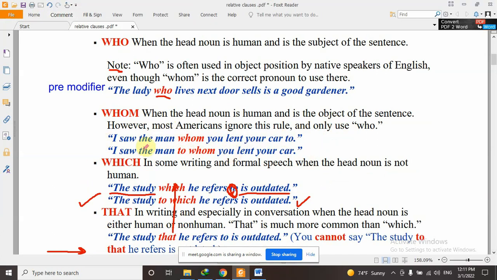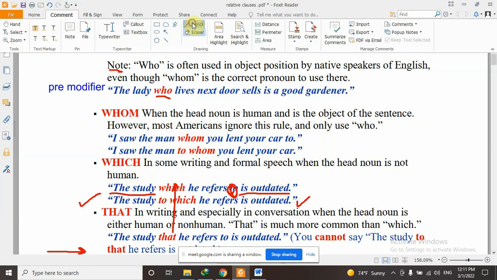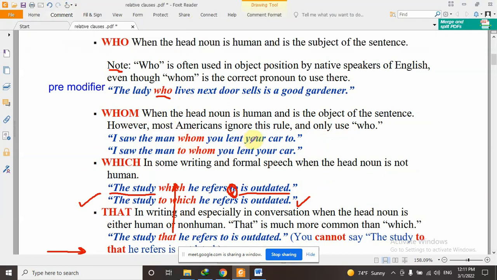راح امسح هنا بس هنا. اوكي. I saw the man whom you lent your card to. Where is the independent clause? This is the independent clause. طبعا بدون التكملة. This is the independent clause. هذا هو independent clause. I saw the man. Subject, verb, and object.